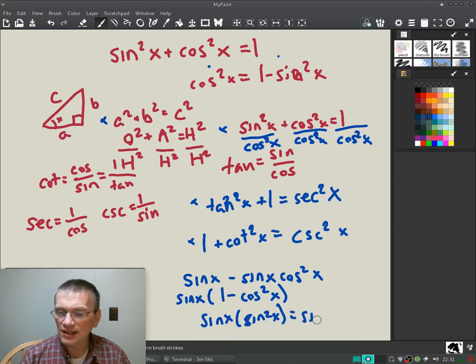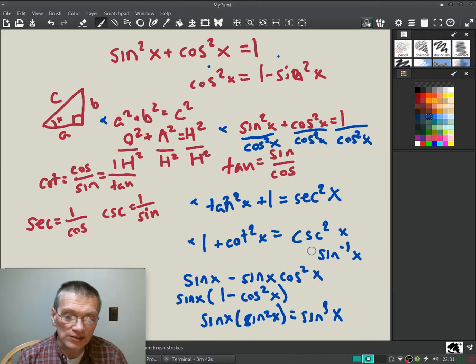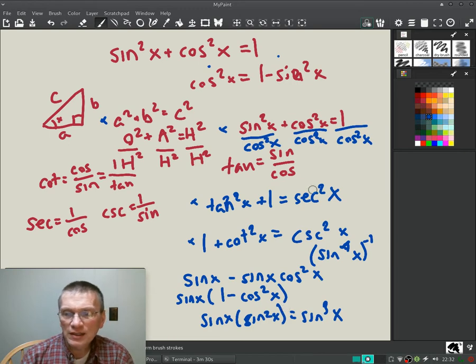And this equals sine cubed x. Notice we are sticking the square there. We have to be very careful not to mix up sine to the minus 1 of x, which is the inverse sine or arc sine. That does not mean 1 over sine of x. If we want that, we should just write 1 over sine of x or do it like that. Okay? So this identity is very helpful.